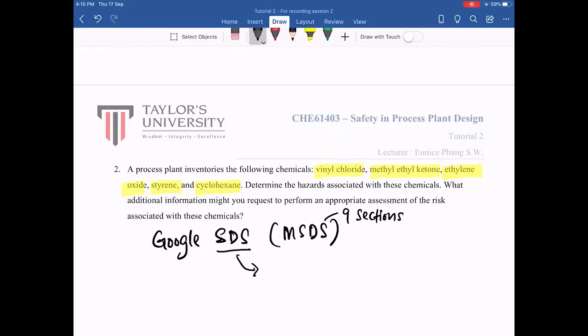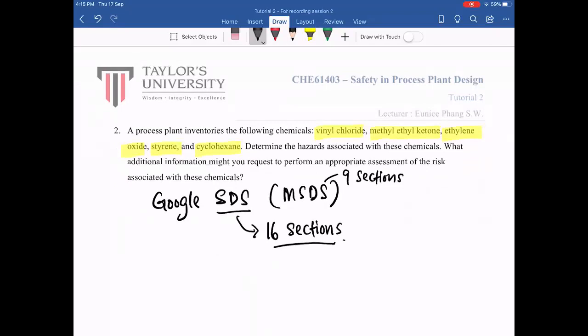We removed the M. And inside here, there are a total of 16 sections. Every section is made compulsory to have data regarding this chemical. So this will tell you all the information that you need about this chemical. It takes about 5 minutes to go Google these 5 elements in here to see what they are. And then we can discuss.